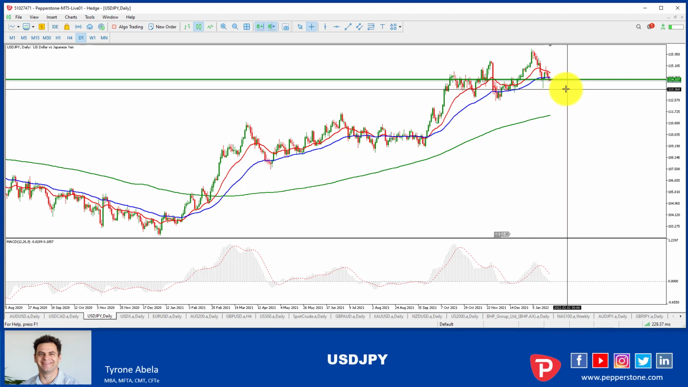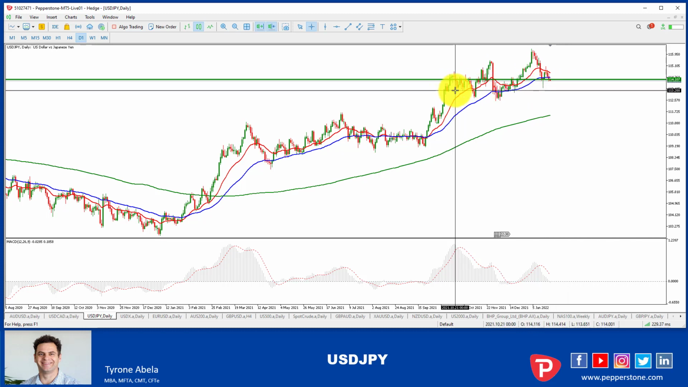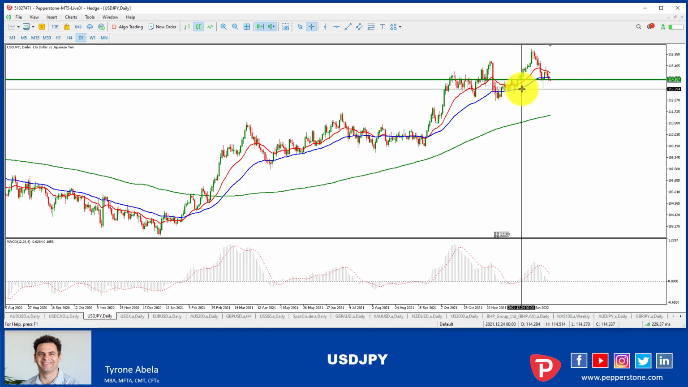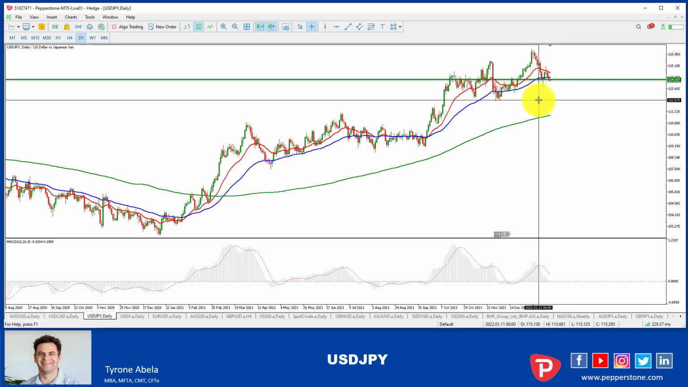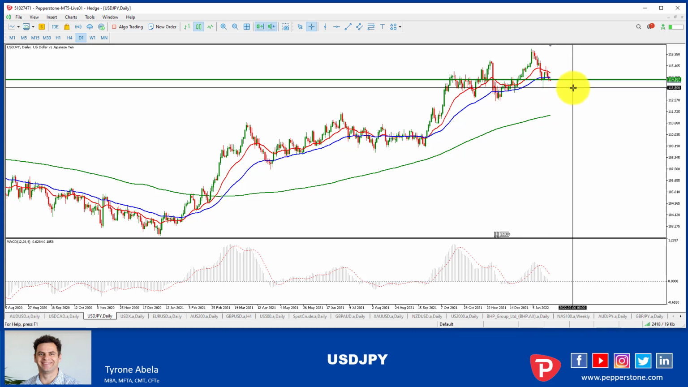A daily close, for me, a daily close would have to close below 113.40 here. That would be the only thing that would really get me shorting it, because you've got this really strong support right through this level here. So if it's going to break down, it's going to break down all the way down to 112 again, if it's going to do it properly. So we can be a little bit patient and actually wait for a decent daily close to prove that it has actually gone down.